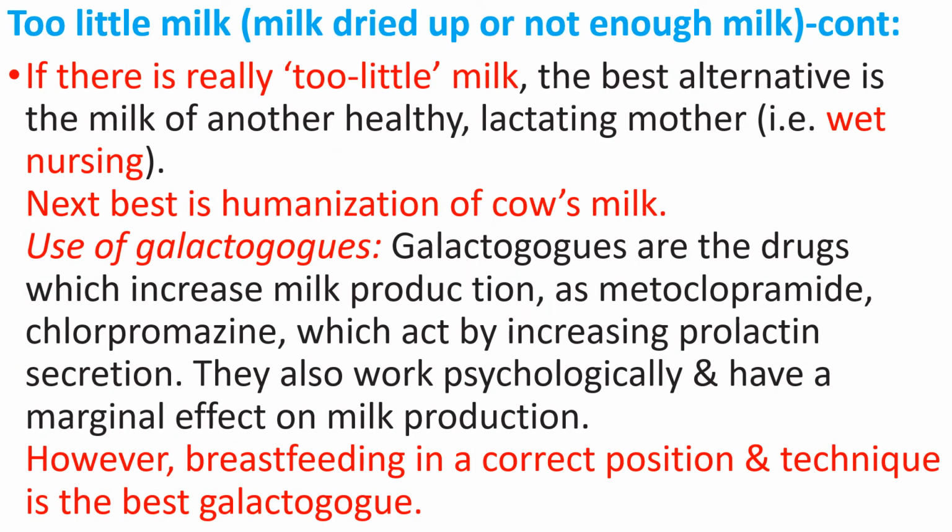Too little milk, or not enough milk, continued. If there is really too little milk, the best alternative is the milk of another healthy lactating mother. That is to say, wet nursing. Next best is humanization of cow's milk and use of galactogogues. However, breastfeeding in a correct position and technique is the best galactogogue.